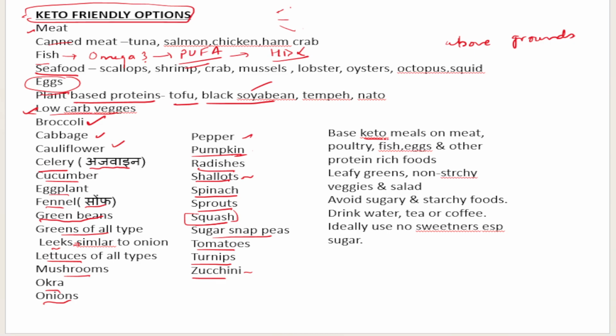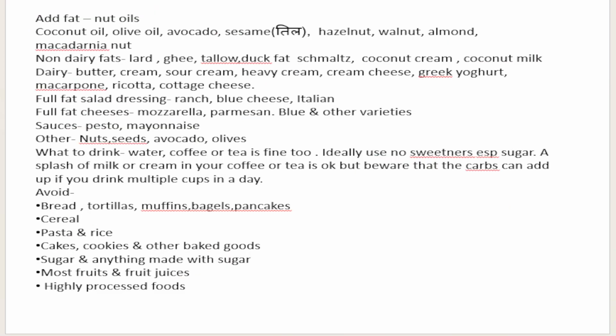Then you should base your keto meals on meat, poultry, fish, eggs. You base it on these proteins and other protein-rich foods. Then you consume leafy greens, non-starchy vegetables and salad. You should avoid sugary and starchy foods. So please avoid sugary and starchy foods. Drink water, tea or coffee. But in the tea or coffee, ideally use no sweeteners, especially sugar.